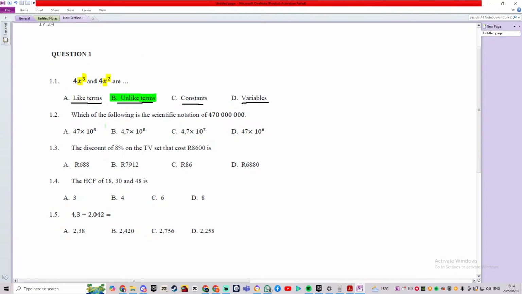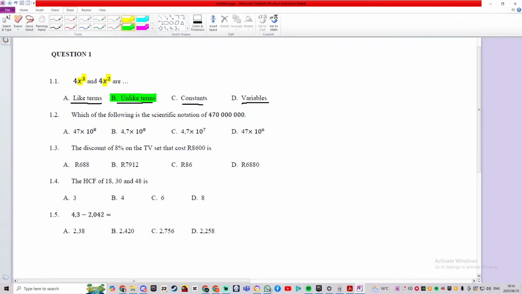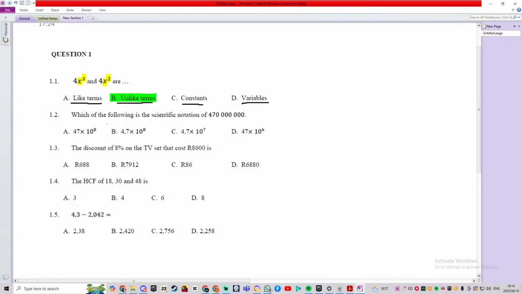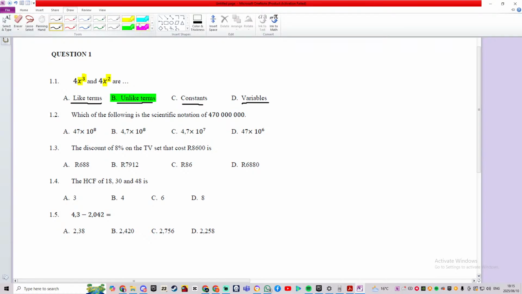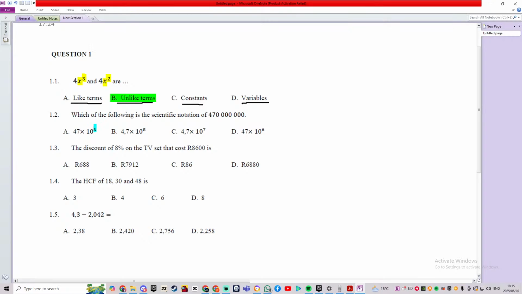Now, the next one is scientific notation. Which of the following is the scientific notation of 470 million? When we're looking at scientific notation, we are looking at where the decimal starts, and how many times you move that decimal will determine the exponent. Let me highlight that exponent. There's an 8, an 8, a 7, and a 6.